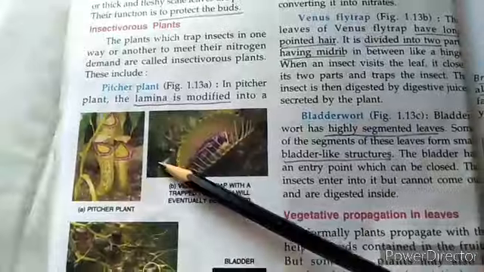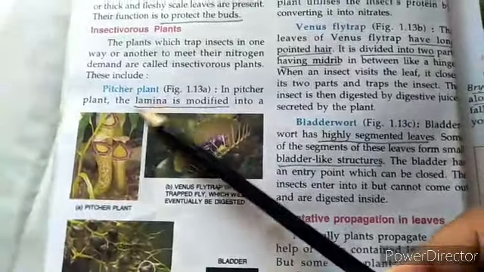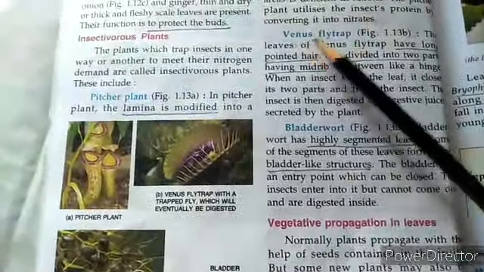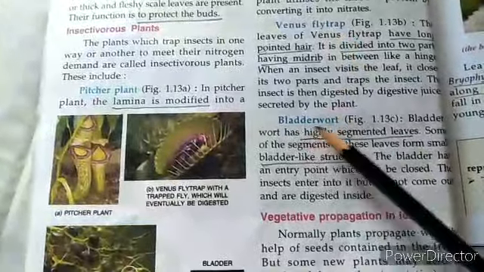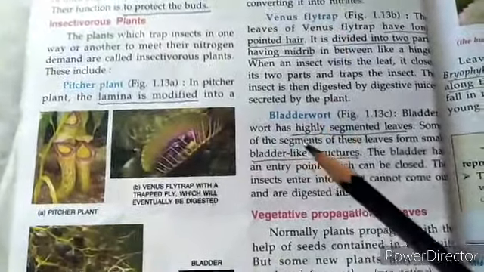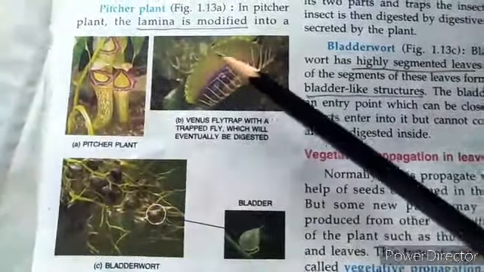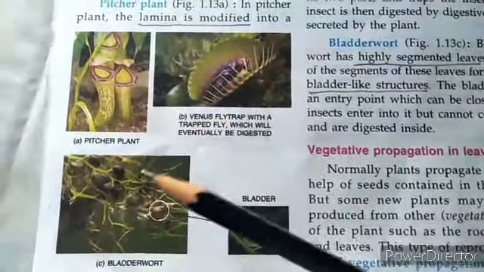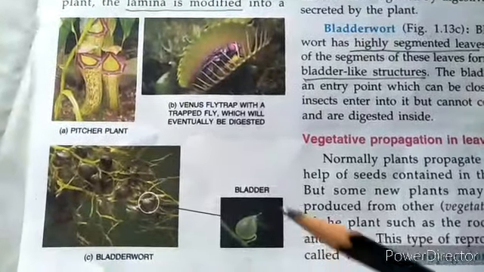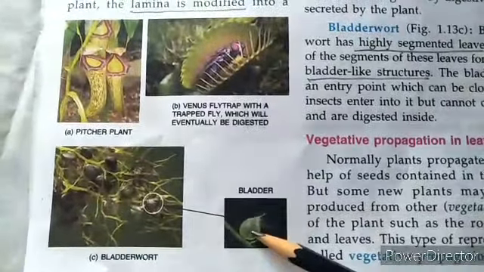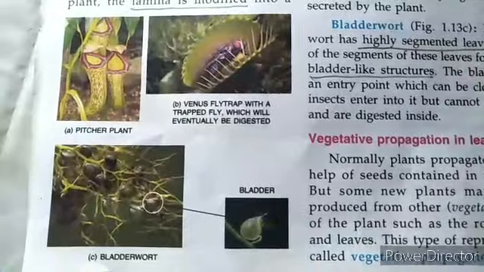So we came to know about insectivorous plants. We came to know that pitcher plant is found in Meghalaya. We found Venus flytrap. We came to know about bladderwort. So these are insectivorous plants. The diagrams are very well mentioned here: pitcher plant, Venus flytrap, and bladderwort. And here the bladder is given in a magnified form as well.